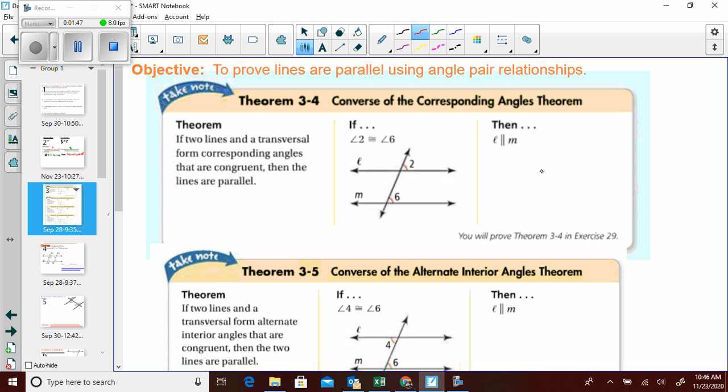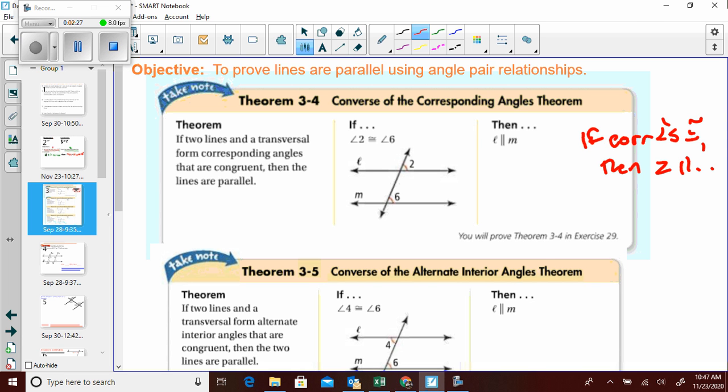So before, we said if two parallel lines are cut by a transversal, then corresponding angles are congruent. Well, we're going to flip it. We're going to do the converse and say if corresponding angles are congruent, then the two lines are parallel. Okay? So here you do not know they're parallel. The question would say, for what values of angle 2 and angle 6 would give you parallel lines? So if you are proving them parallel, you do the same thing. You just have to show corresponding angles are congruent. And you would say, if corresponding angles are congruent, then the lines are parallel.